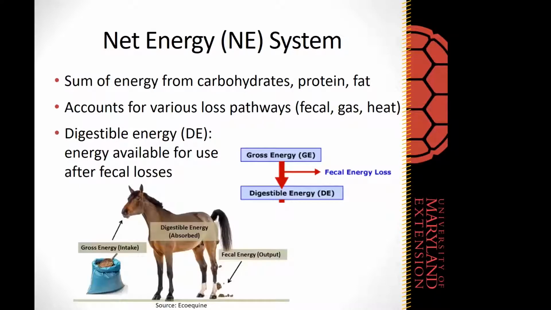So you can kind of think of it like measuring what goes in at the front end is our gross energy, measuring what comes out in the feces, and the difference between those is our digestible energy, which is theoretically all the energy that was absorbed by that animal. And you see a horse there because this is really the measure that's most common in the equine industry. So when we're balancing equine rations, we rely primarily on digestible energy as our energy measure.